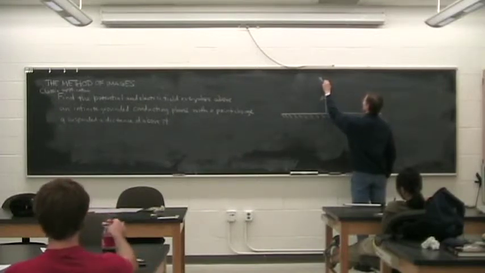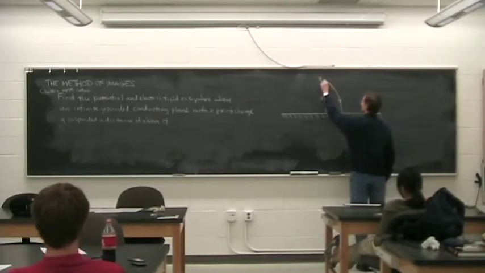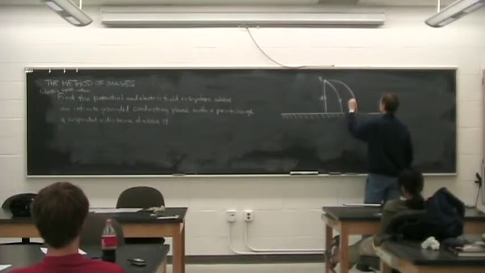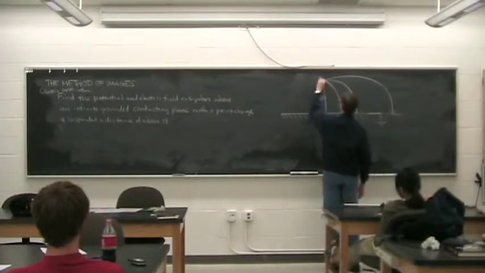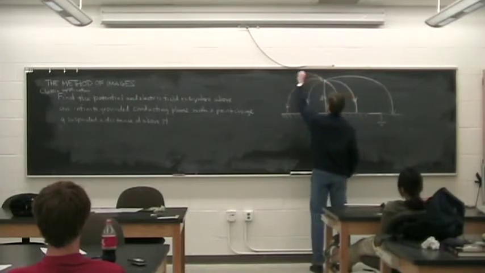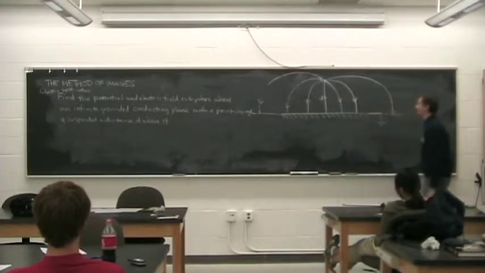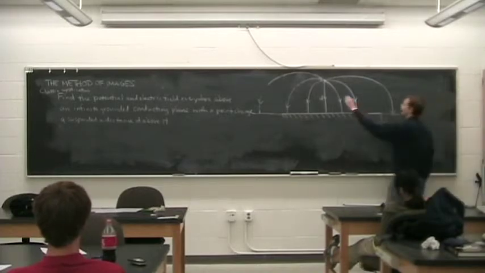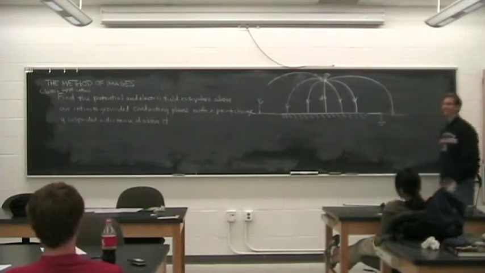They're going to have to come radially out of it, but then when they land on the conductor, they have to be perpendicular to it. So something like this is what the field lines look like. All right, I can do a better job. Anyway, it's a pumpkin, that's right, sitting in the ground.